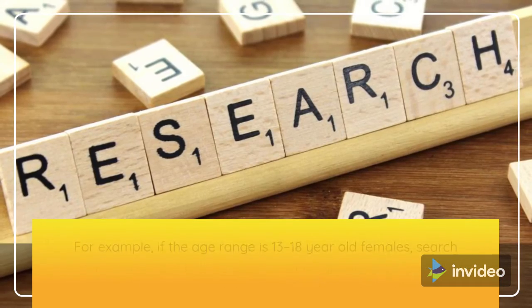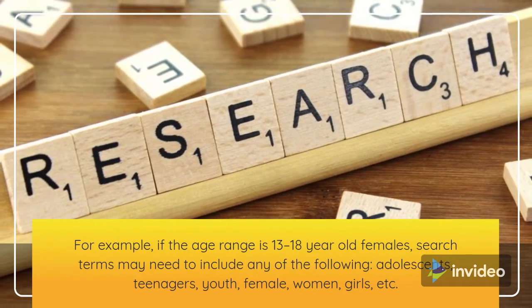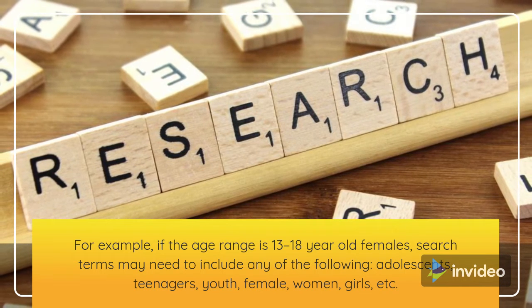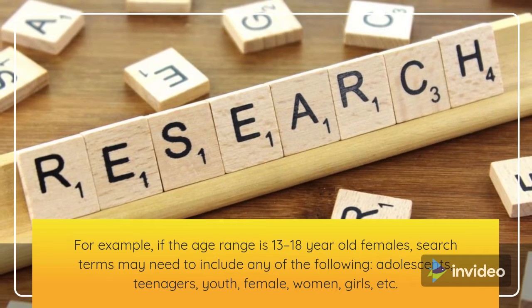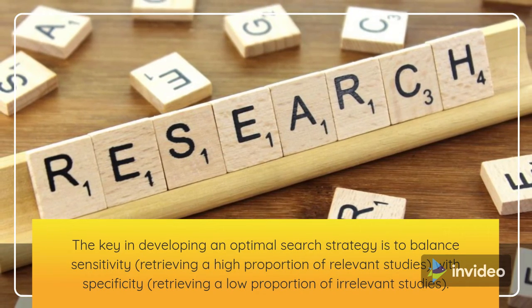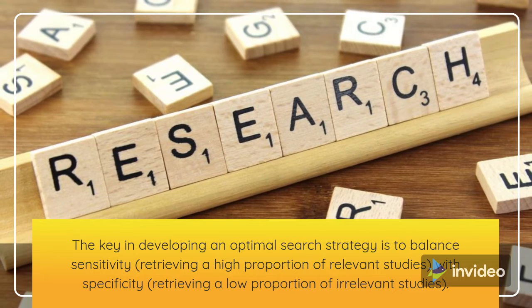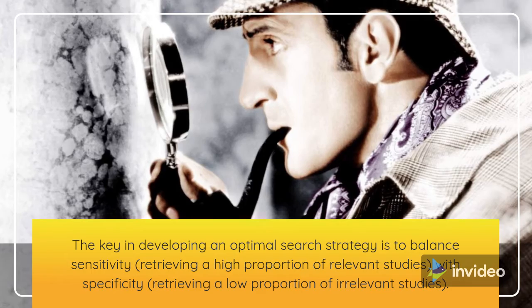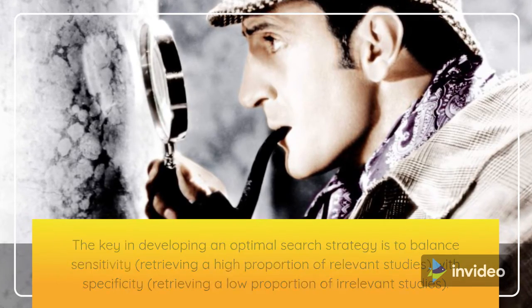For example, if the age range is 13 to 18-year-old females, search terms may need to include any of the following: adolescents, teenagers, youth, female, women, girls, etc. The key in developing an optimal search strategy is to balance sensitivity, retrieving a high proportion of relevant studies, with specificity, retrieving a low proportion of irrelevant studies.